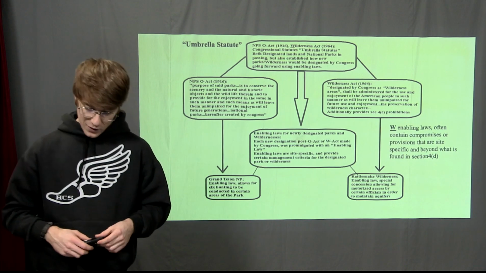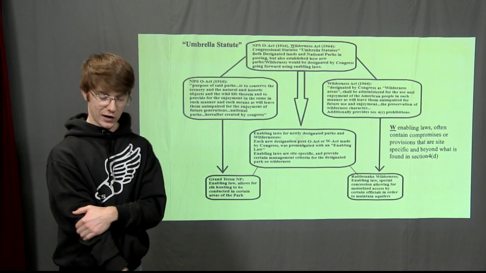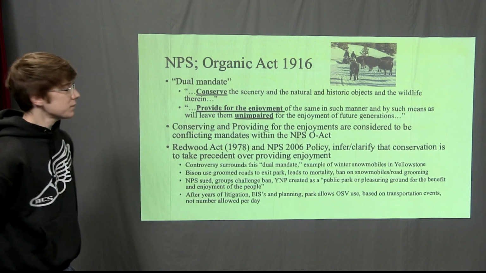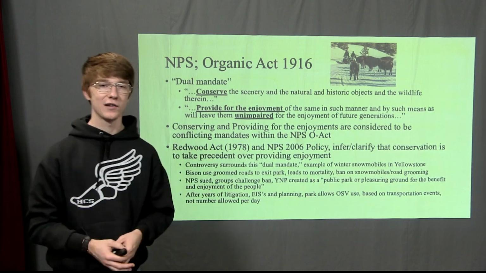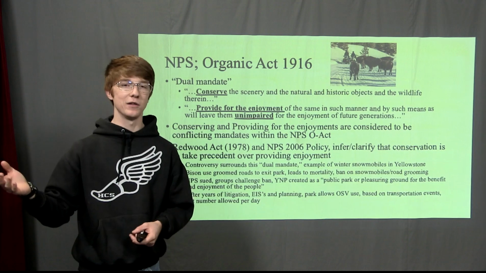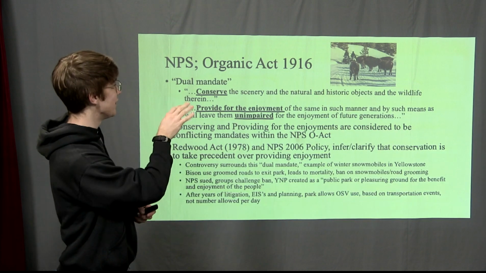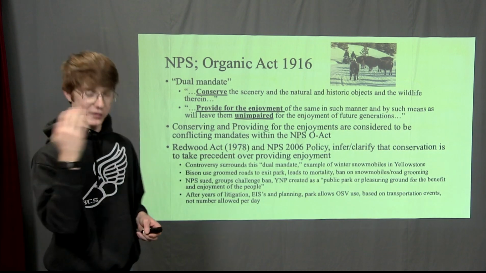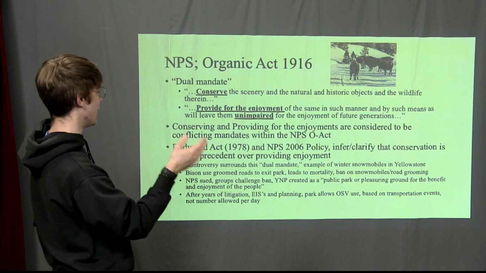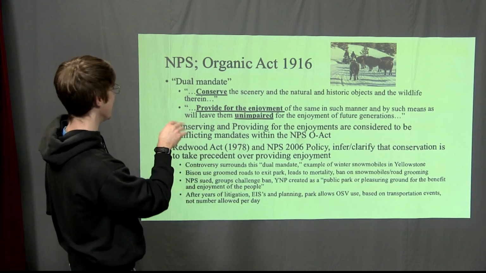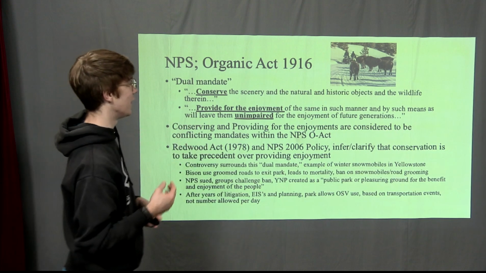What is the purpose of national park management under the National Park Service Organic Act of 1916? I have a slide for this one. The National Park Service Organic Act of 1916 is often referred to as the dual mandate act. It has this first purpose, to conserve the scenery and the natural and historic objects and the wildlife therein. And then a couple lines later, it says: provide for the enjoyment of the same in such manner and by such means as will leave them unimpaired for the enjoyment of future generations.